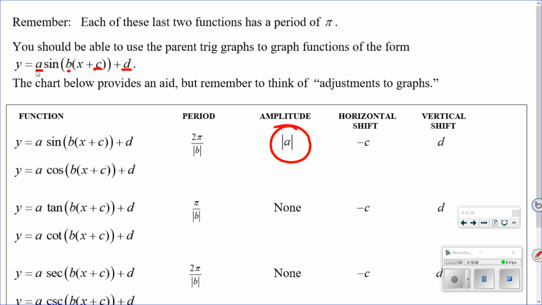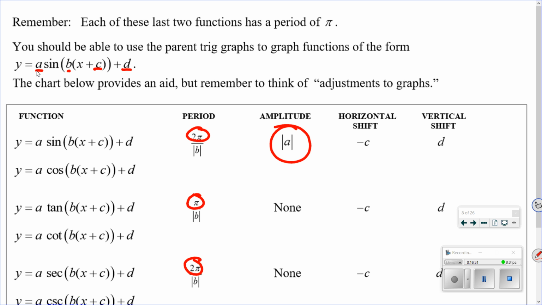So the way we find the period on all of them is we take the original period. For sine and cosine and cosecant and secant, the original period is 2 pi. I always divide it by the absolute value of b. So if there's a negative 2 in there, I'd go 2 pi divided by 2. Or if there's a half in there, I'd go 2 pi divided by a half. Now remember that the original period of tangent and cotangent is pi. So for those, I take pi and divide it by b.